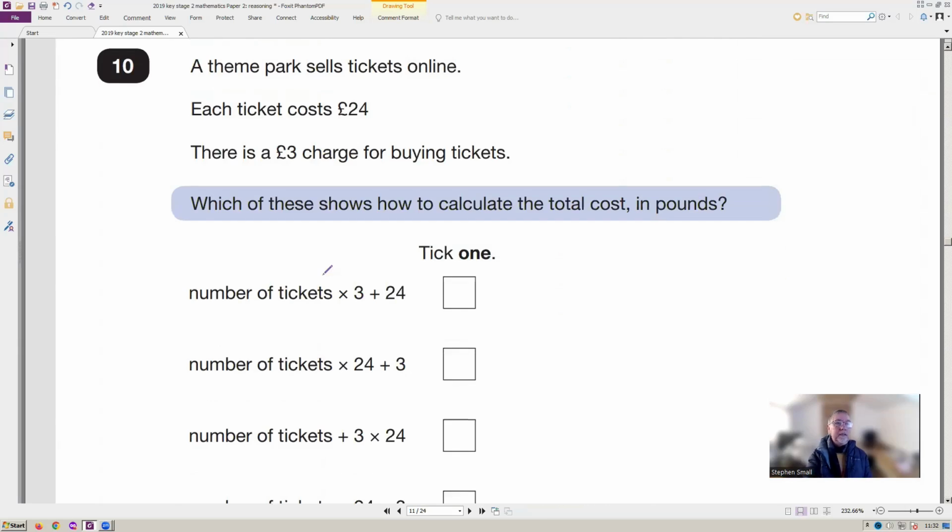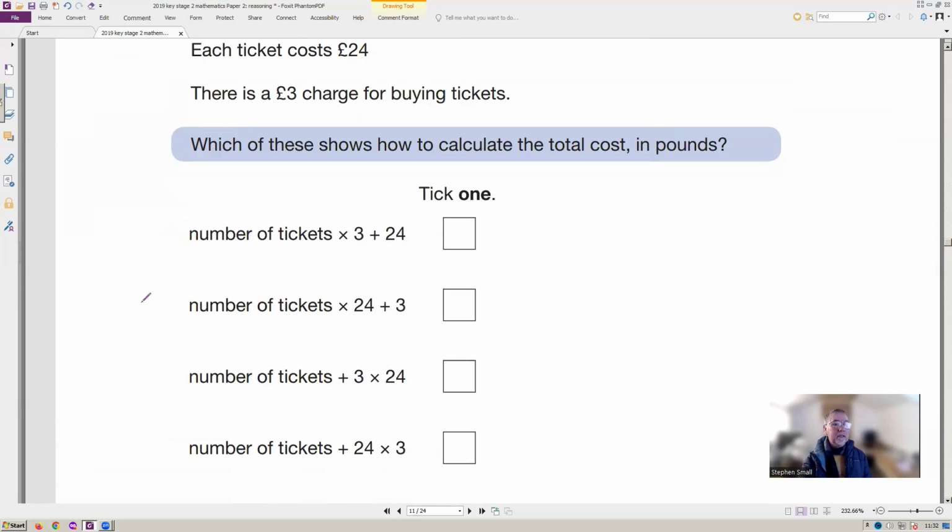A theme park sells tickets online. Each ticket costs £24. There's a £3 charge for buying tickets. Which of these shows how to calculate the cost in pounds? Well, imagine it was 10 tickets. You go 24 times by 10 would be 240. Then you'd add the 3 on. So you're going to add the 3 on after you've multiplied. So it's the number of tickets times 24, add 3. That one.